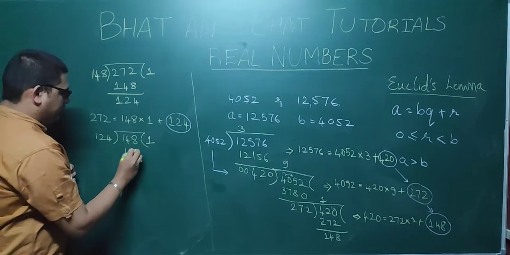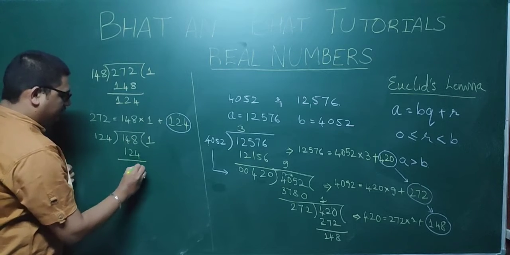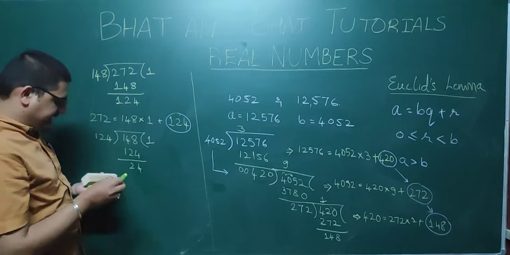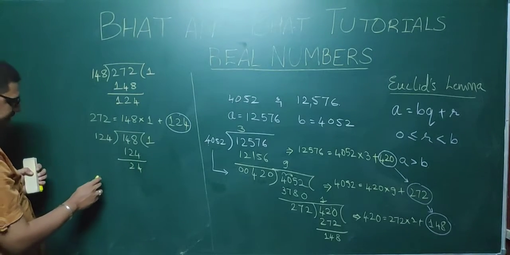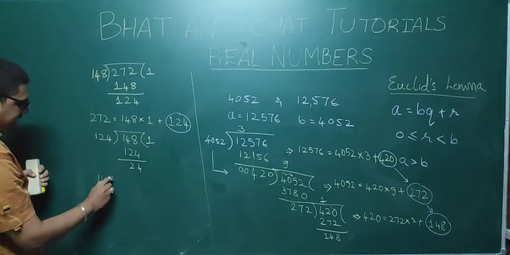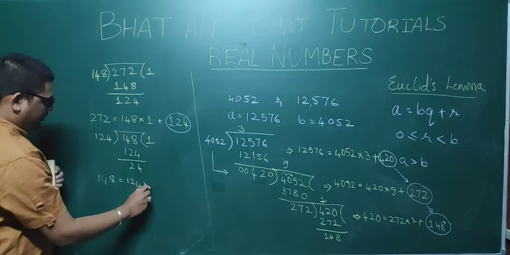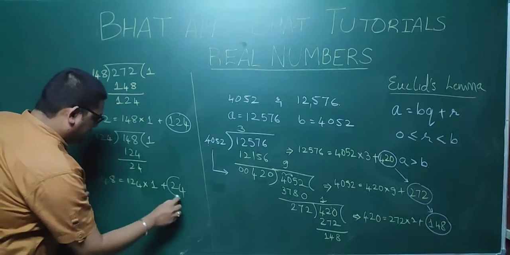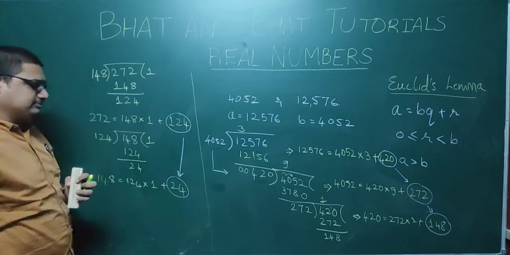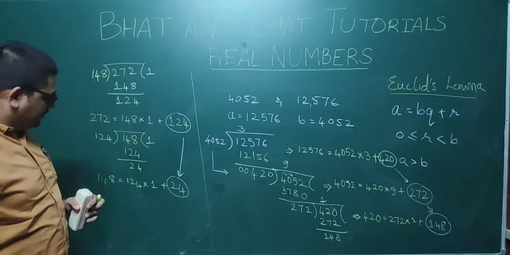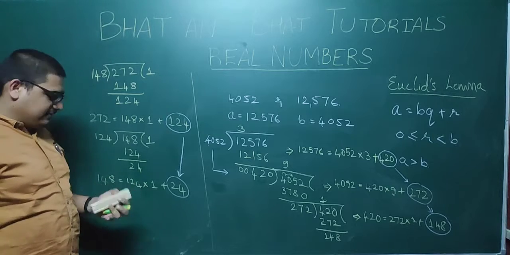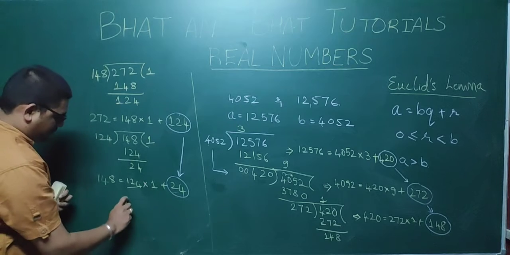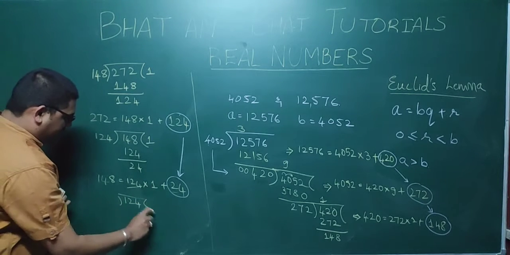This is a straightforward one. 124 ones are 124. 8 minus 4 is 4. 4 minus 2 is 2. Correct? Again, let us convert that into Euclid's format. So I will get 148 is equal to 124 into 1 plus 24. Now you observe the remainder has reduced drastically. Am I clear till here? Yes? Next, which two numbers should I take? 124 and 24. So 124 divided by 24.